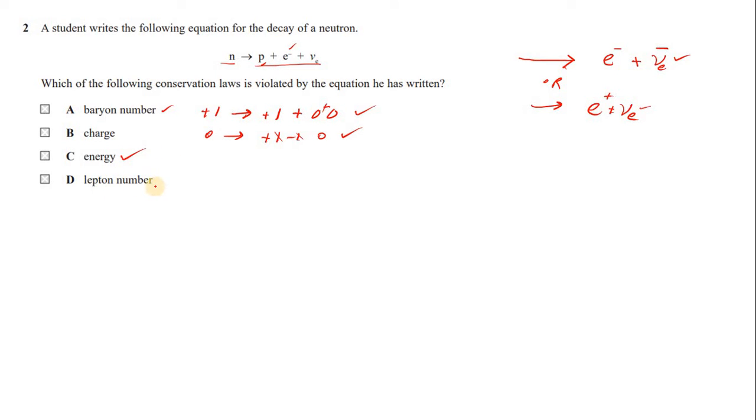Let's check lepton number. So this is a neutron. Lepton number of neutron is 0. Arrow. Lepton number of proton is 0. Lepton number of electron is +1, and lepton number of electron neutrino is also +1. So of course you can say 0 and +2. So lepton number is not conserved. Option is D.